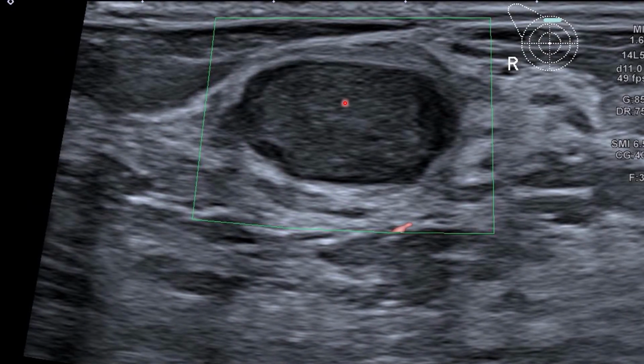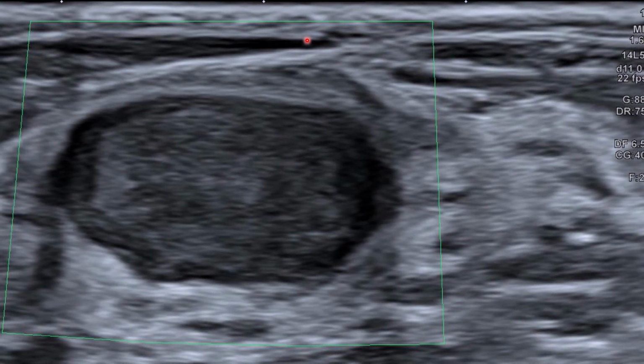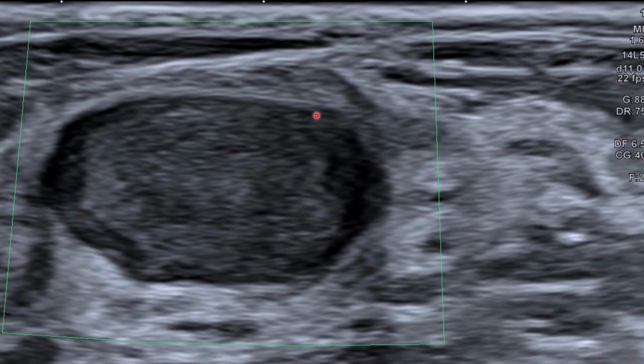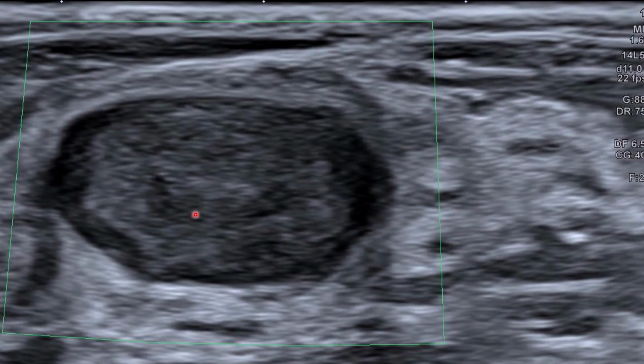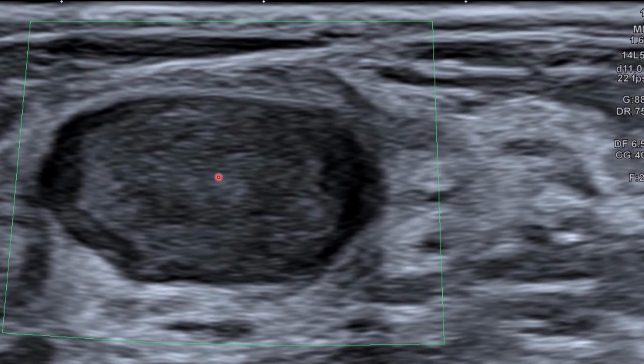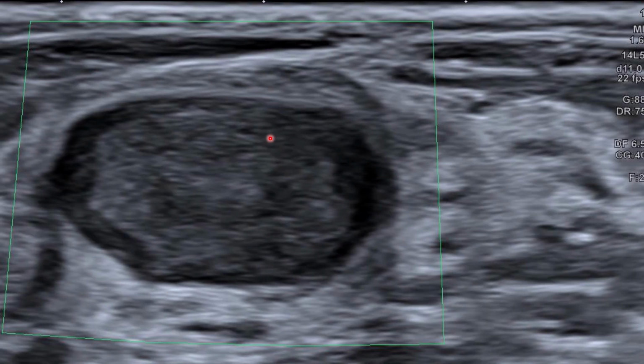So we have the case here of a young lady with a family history of breast cancer. This is what we found in the breast. This is a lesion that we have. It's hypoechoic as compared to the surrounding breast tissue, and a heterogeneous lesion, well outlined. You can see that it's wider than it is tall.